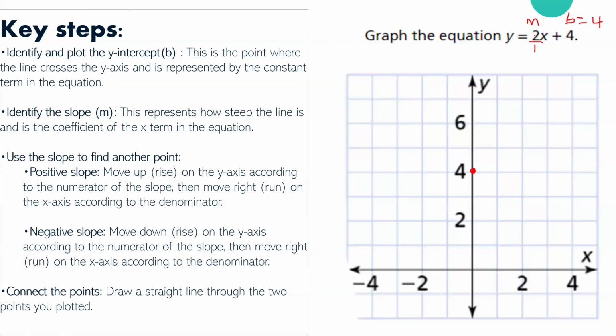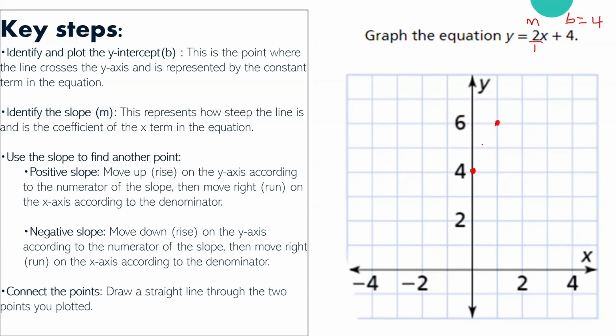So now that we know that our slope is positive, here we are going to rise. Remember, the first step is to identify your y-intercept and plot it. So we are going to rise based on our numerator. We are going to rise 2 units from our y-intercept. So we're going to go up 1, 2. Then based on our denominator, we are going to run 1 to the right, because that is positive. The 1 is positive. So this is my first point.